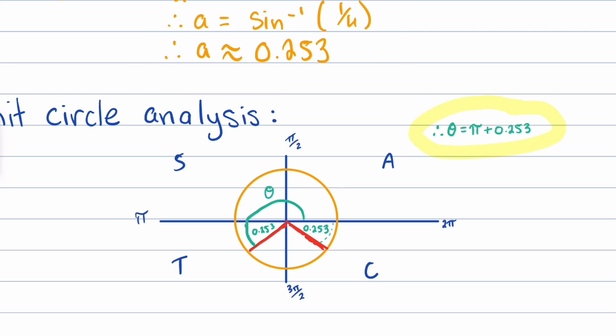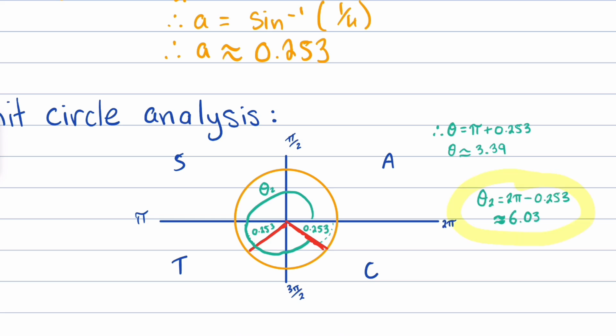So I've got to find my first angle, and I've put this as theta. Technically it's A, but I've just called it theta in this case, and it makes sense that for the first angle, theta is going to be pi plus that extra 0.253, which ends up being approximately 3.39, rounded to 2 decimal places. Now I've got to find my second angle, so I've got to go all the way around from 0 to my next angle, which is going to just be 2 pi minus 0.253, because I've nearly done a full revolution, but I'm short by 0.253 radians. So that equals approximately 6.03.